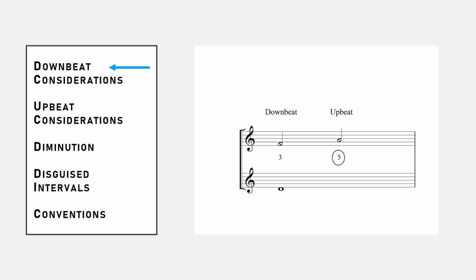The rules for second species govern either what may occur on the downbeat or what may occur on the upbeat, and we will discuss each situation in turn. Then we'll discuss the term diminution, which is used by Fuchs throughout his chapter on second species, and although it isn't a very familiar term to modern musicians, it's an important piece of vocabulary for understanding species counterpoint. Then we'll look at how what happens on the upbeat can sometimes disguise what happens on the downbeat. Finally, I'll end the video by going over two unique conventions for composing in second species.